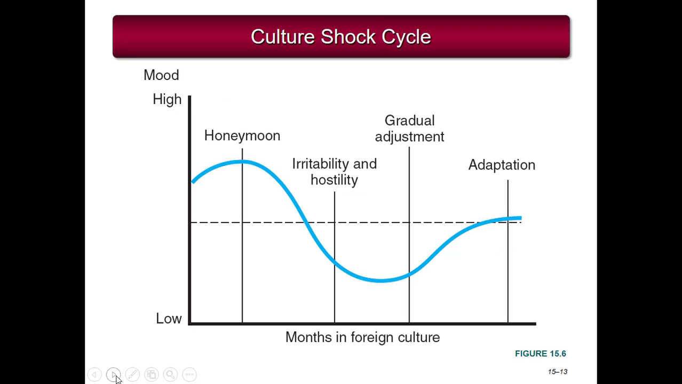This is the cultural shock life cycle. It shows the amount of time that one spends in a foreign culture and the mood that person has over time. And it ranges from a honeymoon period, a low mood of irritability and hostility as one tries to adapt, gradual adjustment, and adaptation. It sort of follows the team development in a way.